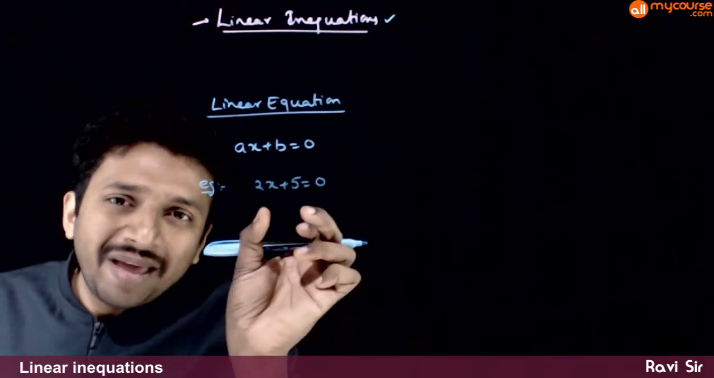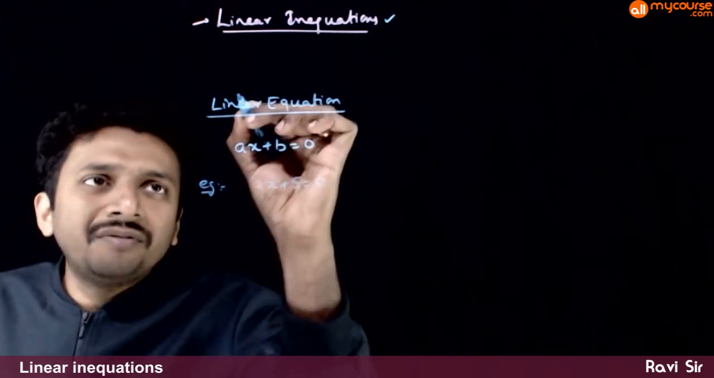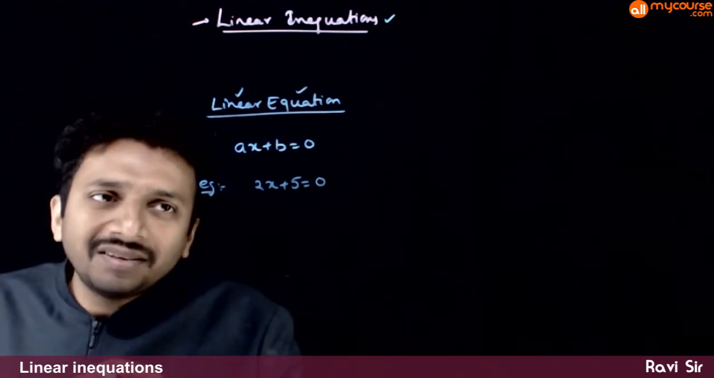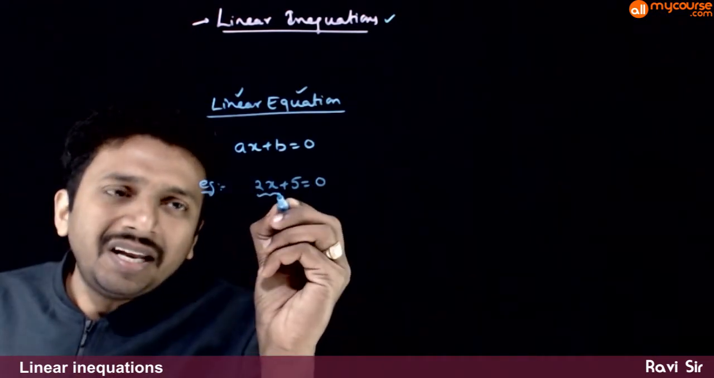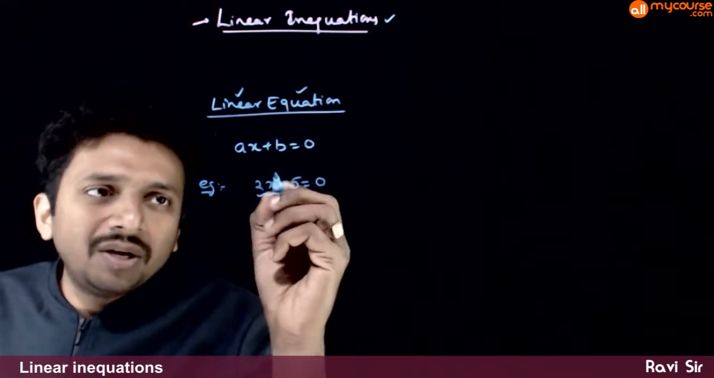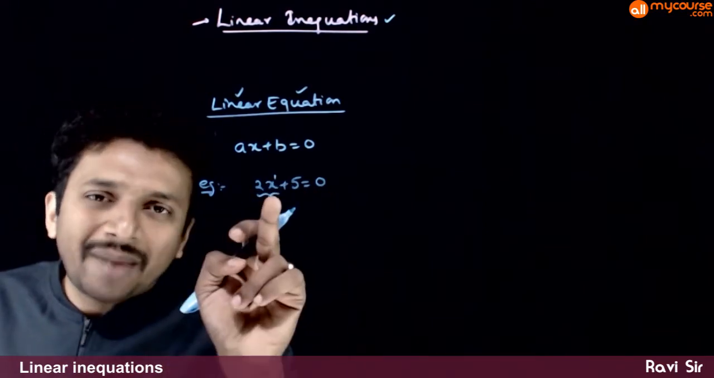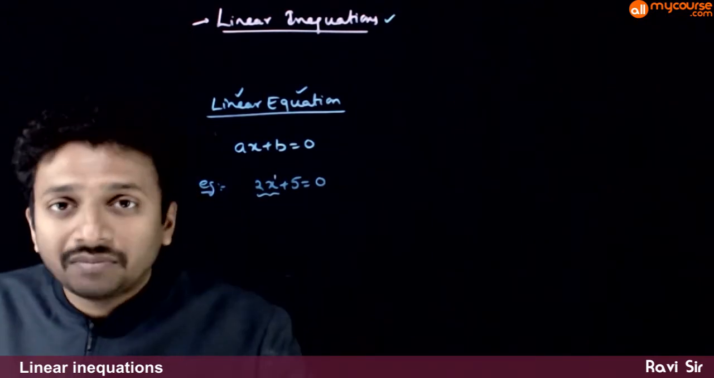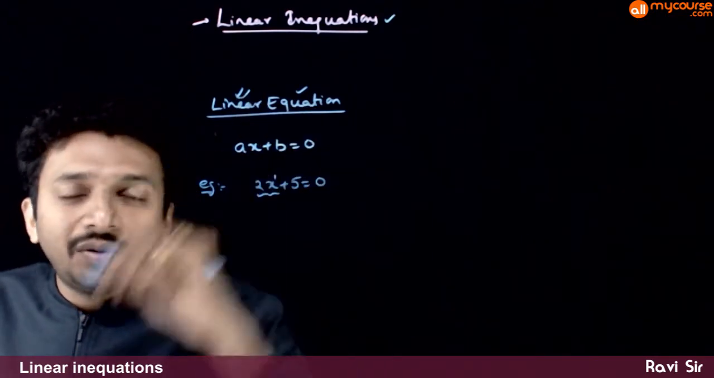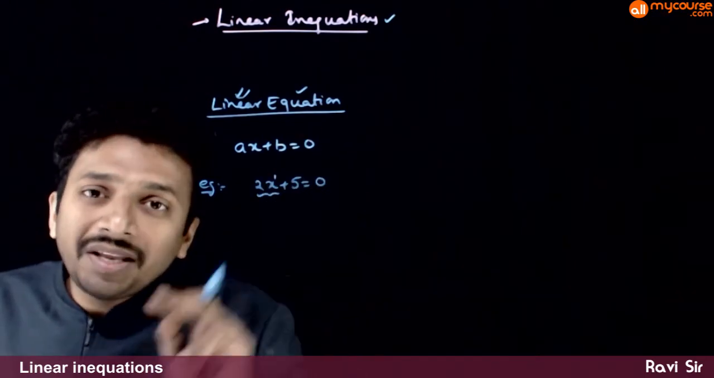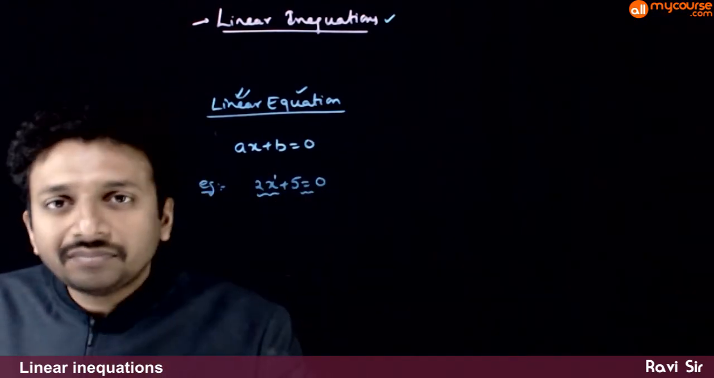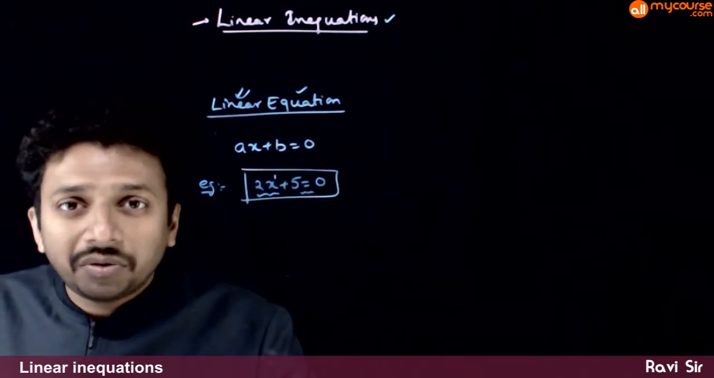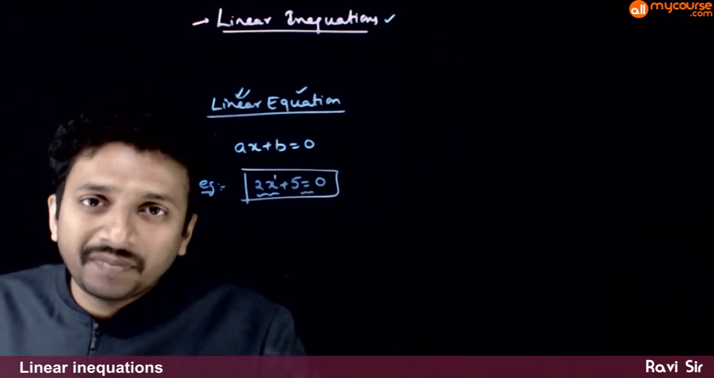So what makes it a linear equation? What is the meaning of linear? What is the meaning of equation? Linear means that the degree of the variable is equal to 1. The maximum power of the variable present, which is x in the equation, is equal to 1. That's why it is called a linear equation. Now, why is it called an equation? We have an equality. So 2x power 1 plus 5 is equal to 0 is a linear equation.